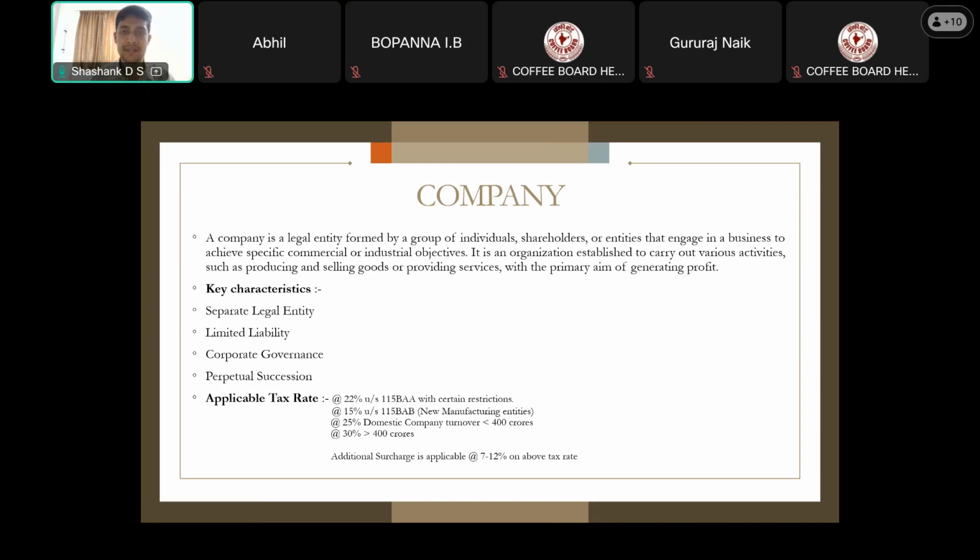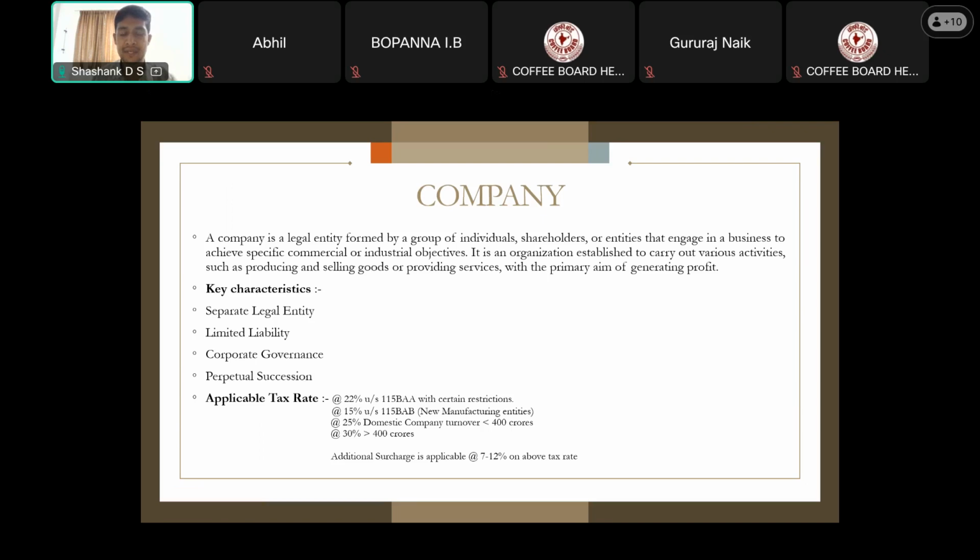So that is another advantage. One need not worry about setting up things from scratch. The company existence will remain intact. When it comes to taxation, there are various incentives and there is a concessional rate compared to a partnership firm. The major advantage is for small companies whose turnover is less than 400 crores, the rate is 25%. This is a very good incentive given by the government. There is a reduction in the rate to the tune of 5% compared to a partnership firm.